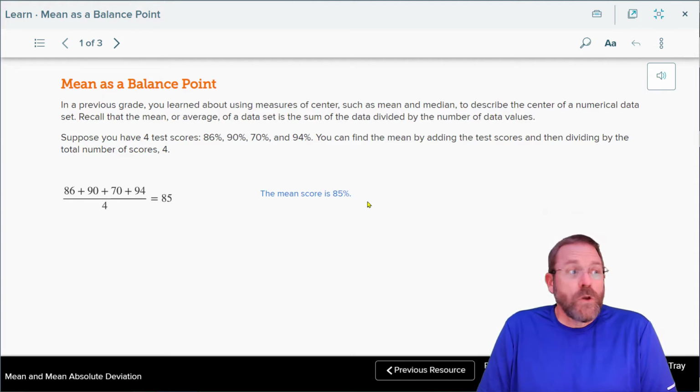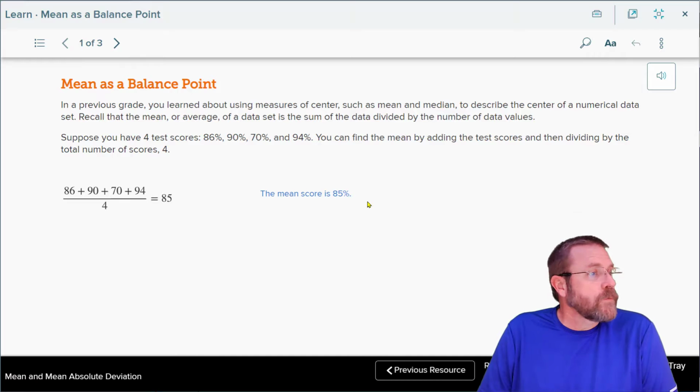In a previous grade, you learned using measures of center, otherwise known as, I can't remember the other term for it now, such as the mean, the median, to describe the center of a numerical set of data. Recall that the mean, or average of your set of data, is going to be the sum of that data divided by the number of data values. Suppose you had 4 tests scoring an 86, a 90, a 70, and a 94. You can find the mean by adding those test scores together and then dividing that total number by 4.